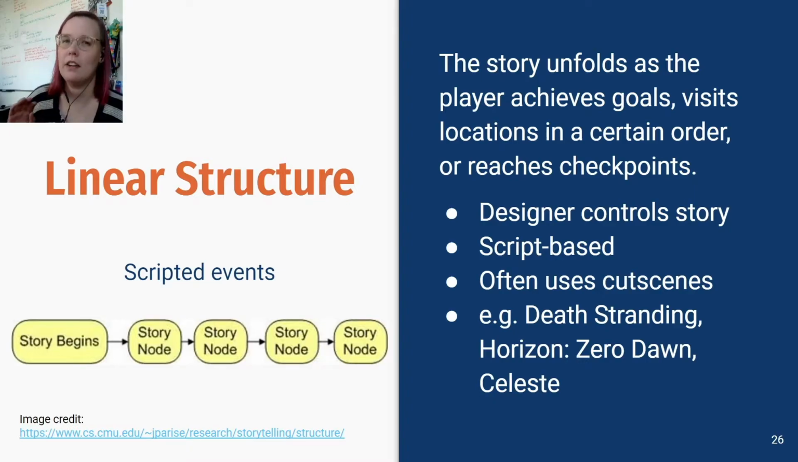Some examples might be Death Stranding, Horizon Zero Dawn, or Celeste, which more or less progress in order. Even in the open world structure, there's like a main plot, like a thoroughfare there, and that has to be completed in a certain order. It's very authorial.